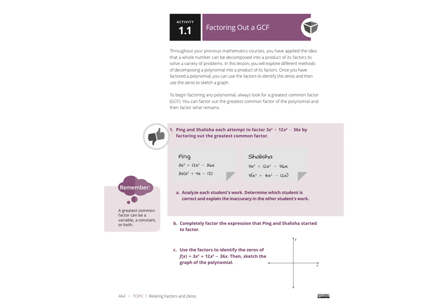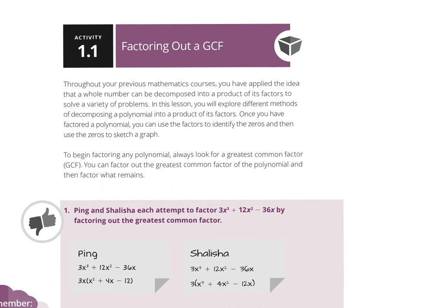I want you to take a quick moment and read this top paragraph. If you need to pause me, go ahead and pause and finish reading. But I want to point out the important things. We decompose things into their factors. We're going to break them apart into smaller pieces. And so we're going to explore different methods to decompose a polynomial into factors. We're trying to find the x-intercept.